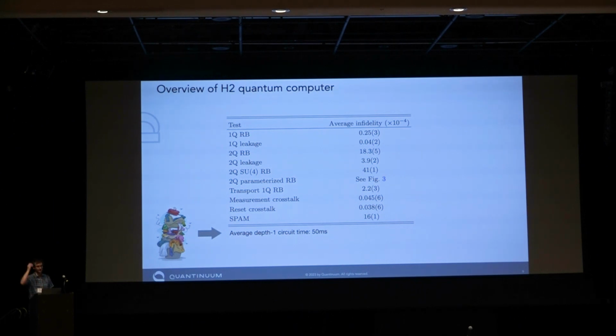It's still short enough compared to the coherence time that memory errors during these 50 milliseconds are relatively negligible, but nevertheless, it's a time that you have to incur to run a circuit.